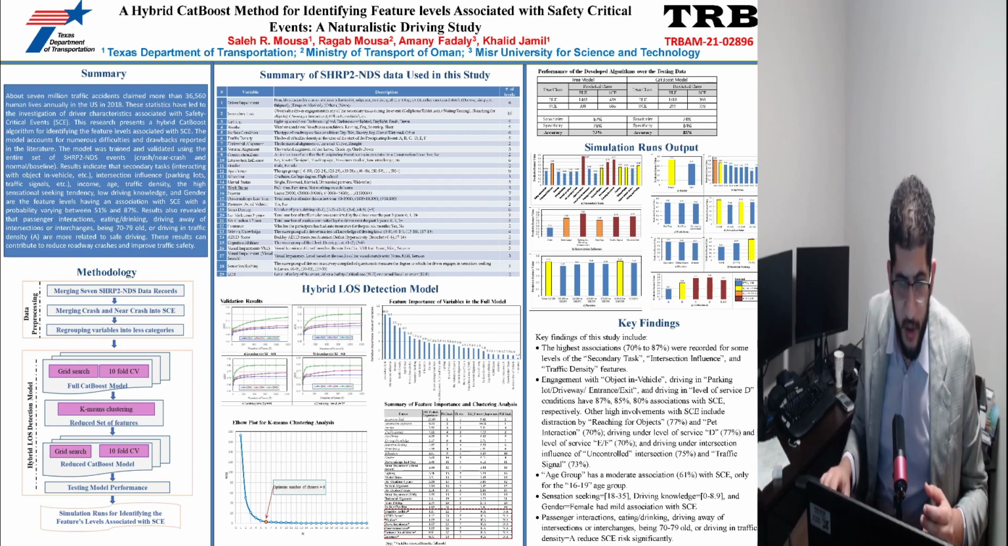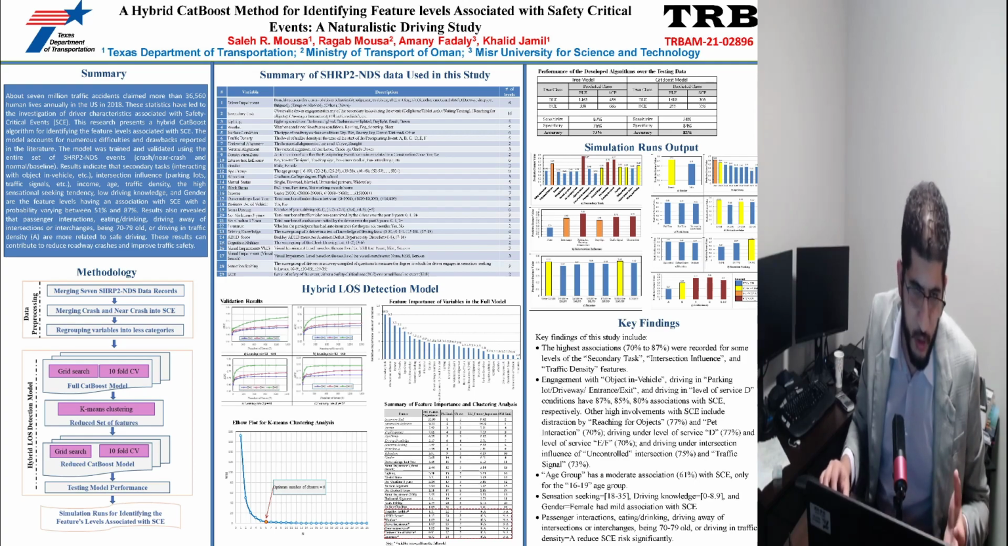So these are the summary of the simulation results, and this was done for each feature. It's important to consider this legend when looking at this chart. I would say just look at the blue ones and these red ones, the feature levels having the highest association with safety critical events. You can also look at the blue ones with low values. These are very important, by the way. So just looking for the red ones.